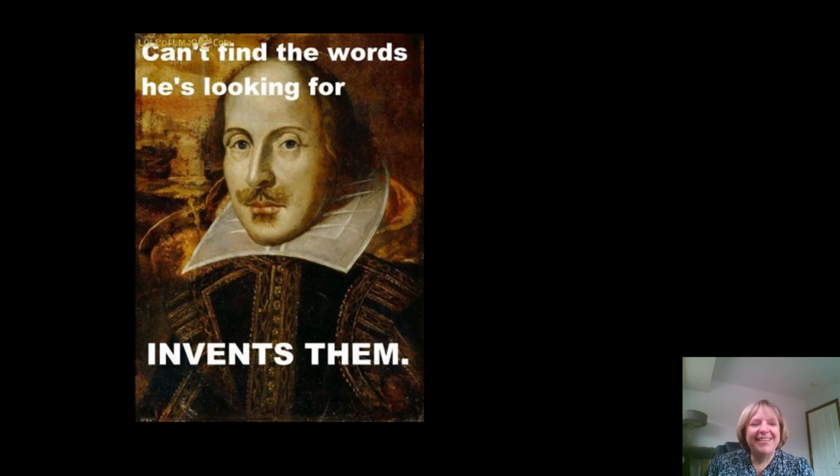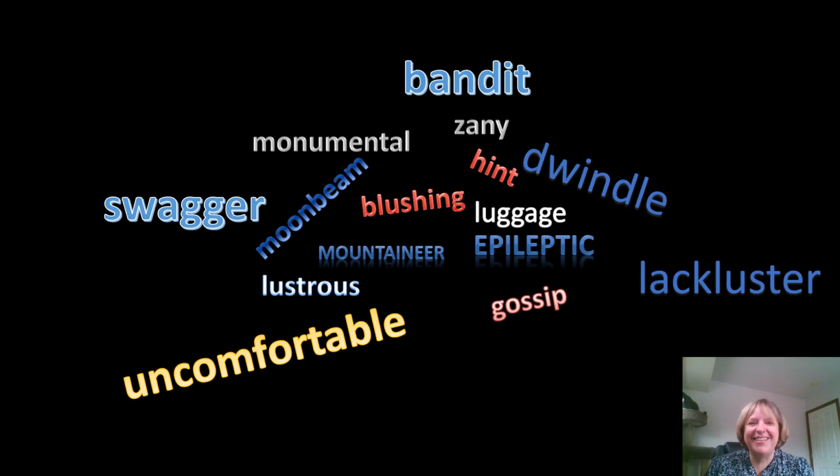He added prefixes and suffixes to existing nouns. He made up whole new nouns altogether. If a word didn't fit in a line of iambic pentameter, he messed with the syllables. And because of that, our language is much richer. Here's an example of some of the words that he added to our language. I love it. Swagger, moonbeam, blushing, epileptic, lackluster.